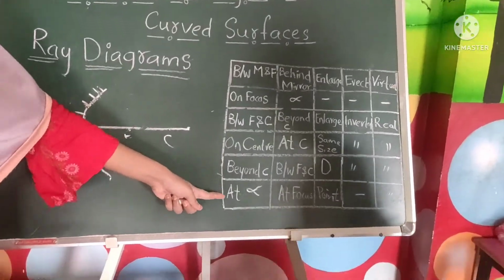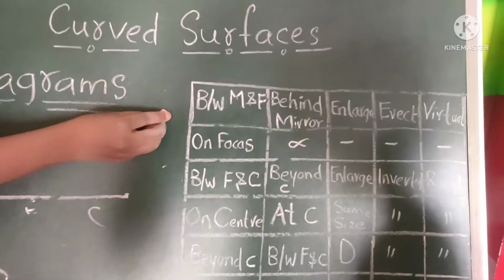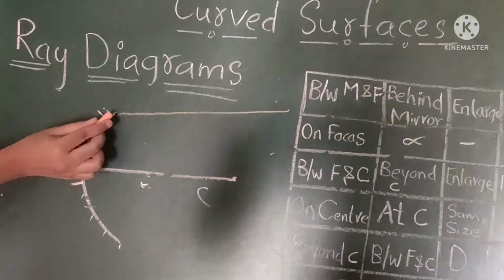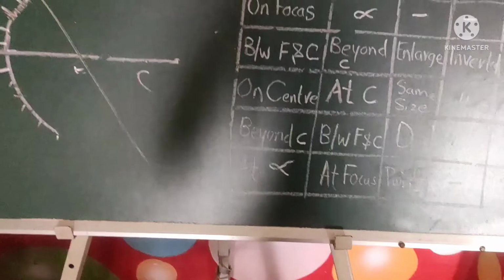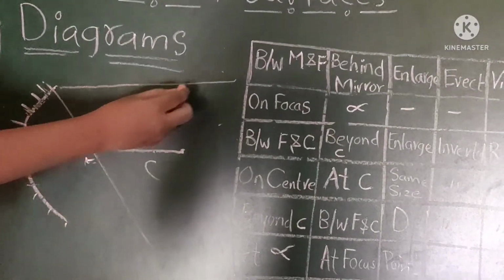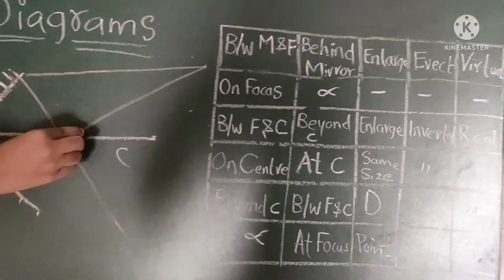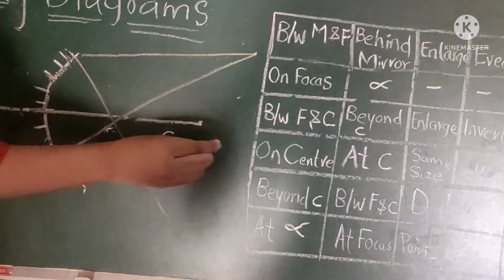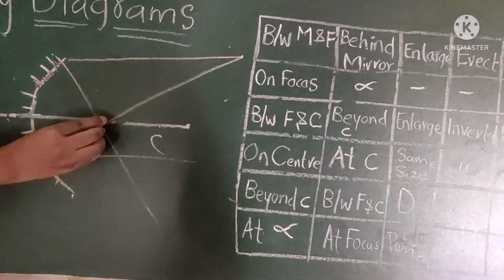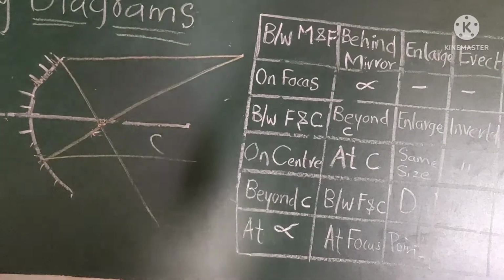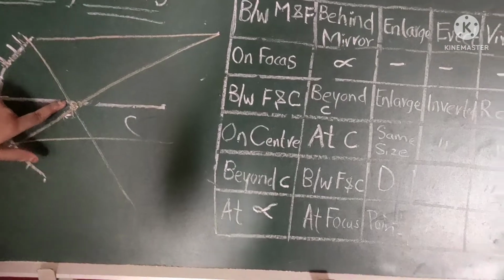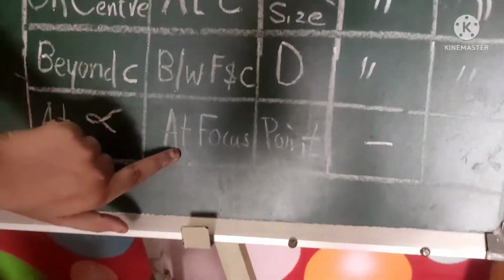Now let's move on to the next one. At infinity. What is infinity? I told you, far away object. So the incident ray coming parallelly would pass through focus. Then now it is coming from the focus, it would be parallel. Yes. So where is it meeting? Here. First it is meeting here. So this place we would consider as the image. Okay, it is a point.